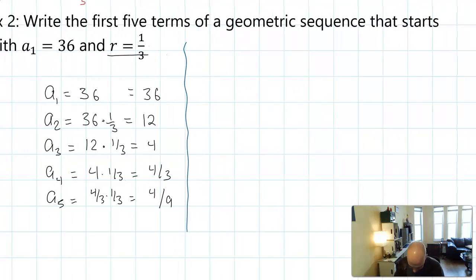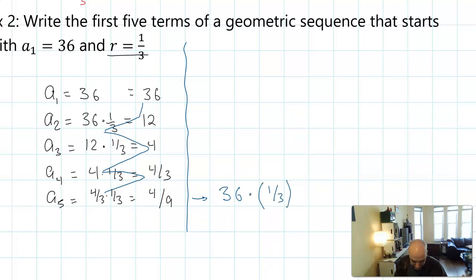So let's take apart this fifth term, and I wrote it as 4/3 times 1/3. But if I think about it, where did 4/3 come from? Well, that was 4 times 1/3. And where did 4 come from? It was 12 times 1/3, and 36 times 1/3 was 12, and that's where that came from. So if we think about this enough, I could also probably express this 4/9 as 36 times 1/3.